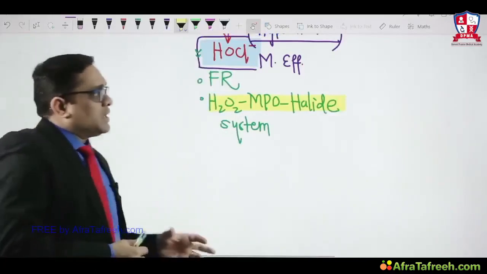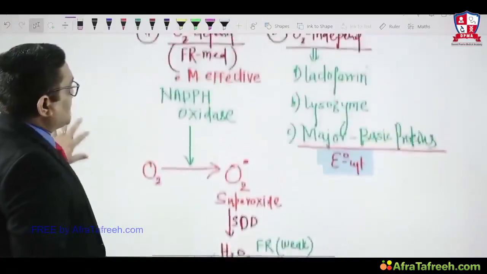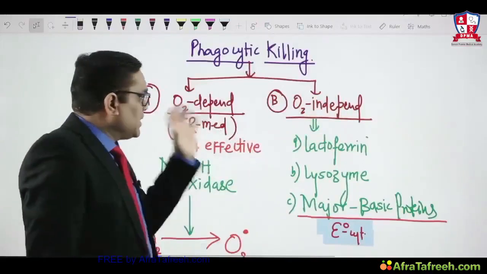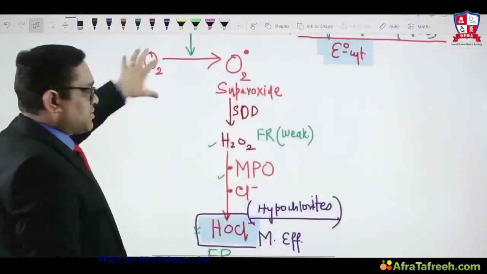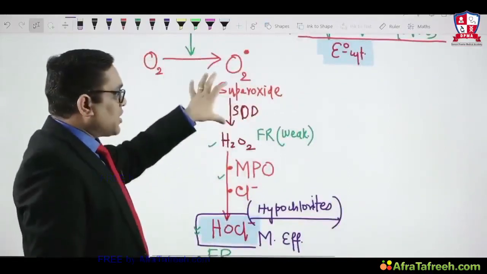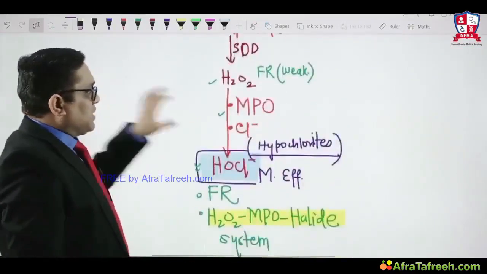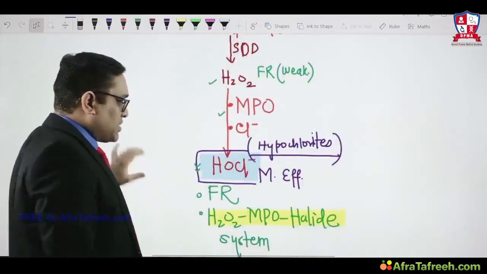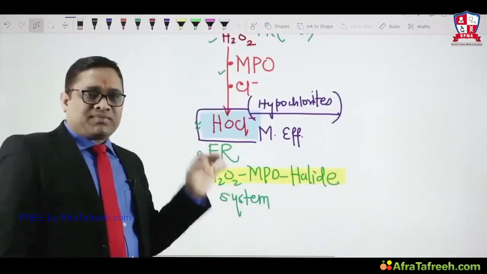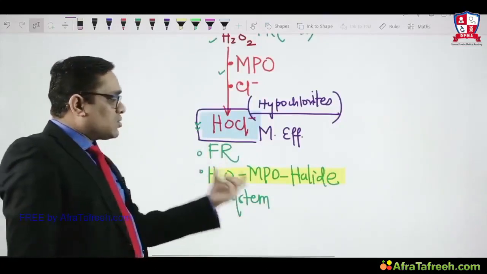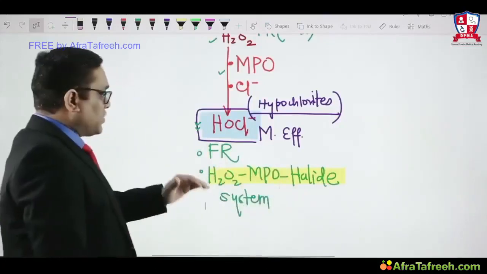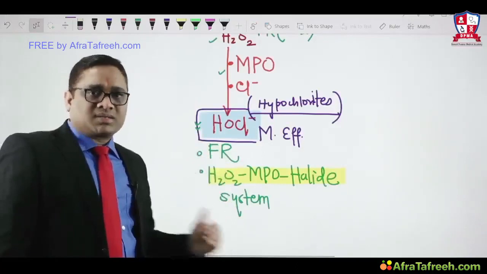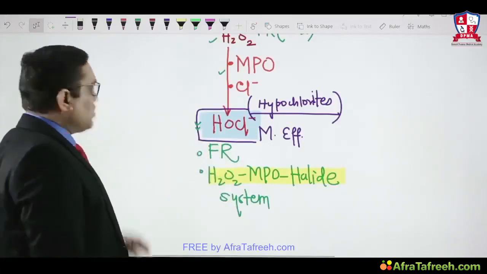So this is how we can understand why I started like this: phagocytic killing is oxygen dependent and oxygen independent. Dependent is the most effective method, where NADPH oxidase converts oxygen into superoxide. Superoxide is again converted into hydrogen peroxide. Hydrogen peroxide in the presence of MPO and halide forms hypochlorite, and this hypochlorite is the most effective method to kill bacteria within a phagocytic cell. So this is also called the H2O2 MPO halide system, or the free radical mediated method of killing of bacilli or microbes within the phagocytic cells. So this is the important point about phagocytosis.